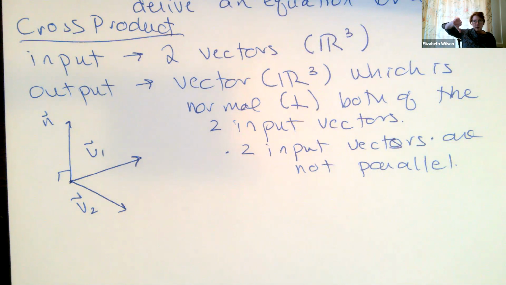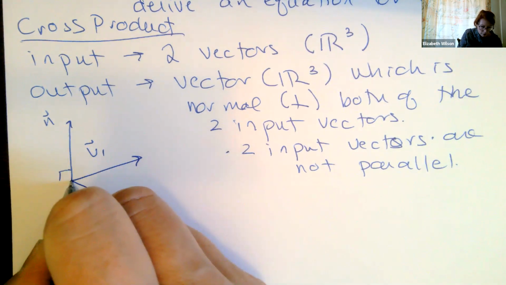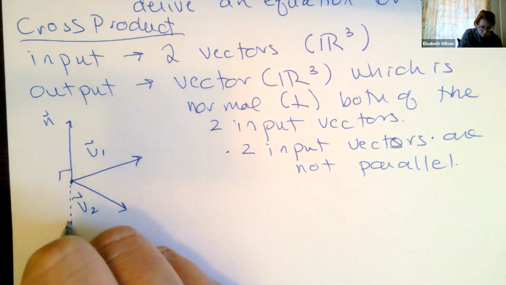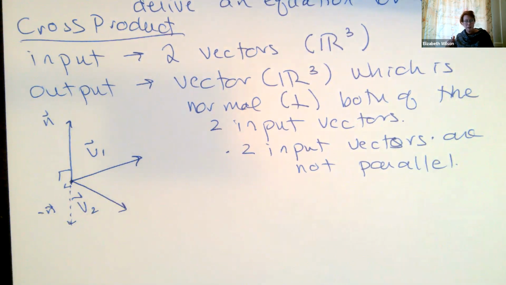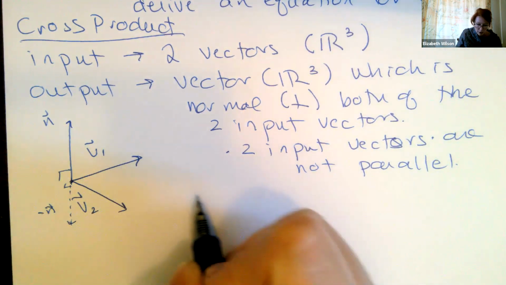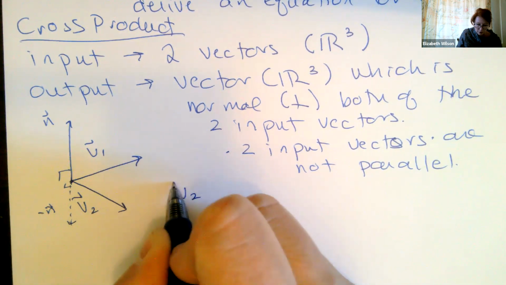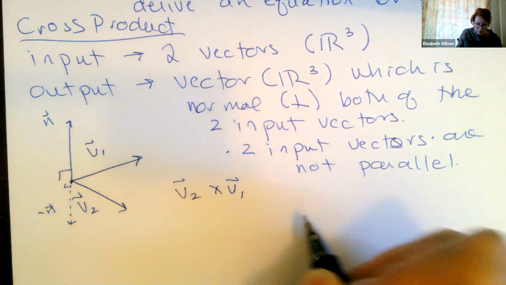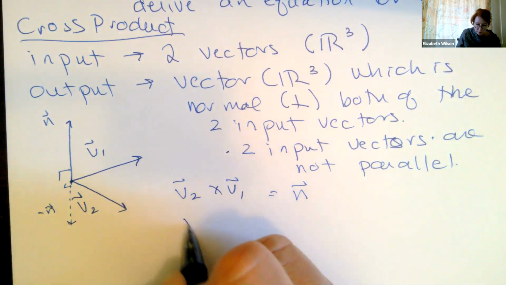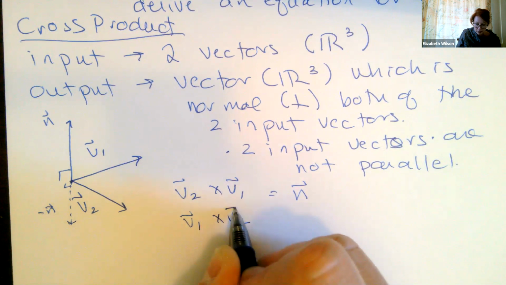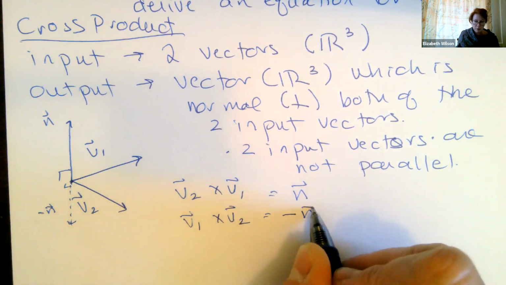Likewise, if I did V1 cross V2, I'm going to get the same normal vector, but it points in the other direction. Right, so I can draw this down like this. This is going to be minus n. So it's the same normal vector, but it just points in the opposite direction. So if I say V2 cross V1, that's going to equal my normal vector. If I do V1 cross V2, that equals minus my normal vector.